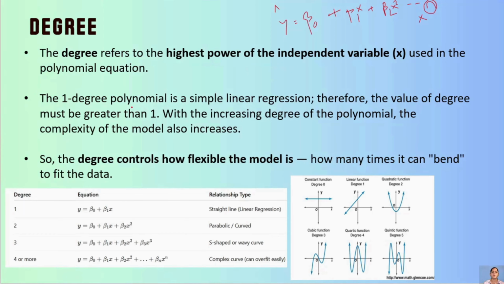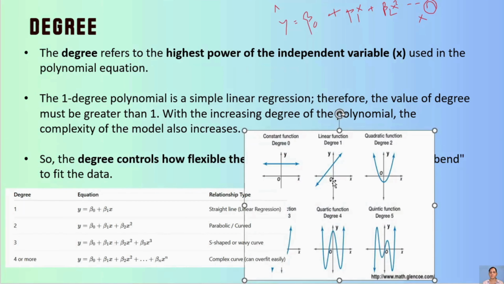And when I'm talking about 1 degree polynomial, that always defines your linear regression or your simple linear regression. And therefore, the degree value when we are considering polynomial should be greater than 1. And with the increasing degree of polynomial, the complexity of the model is also increasing. That's obvious, right? And when you're talking about degree, it controls how flexible the model is and how many times it can fit the data on that bend line, right? And here are a few examples of curves which I have shown.